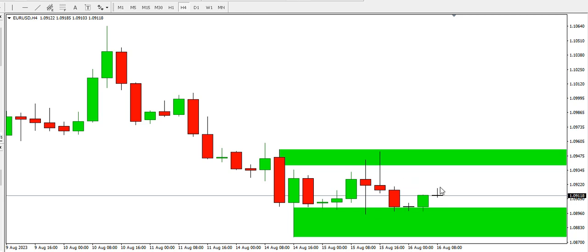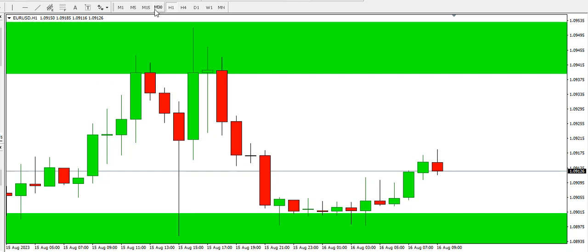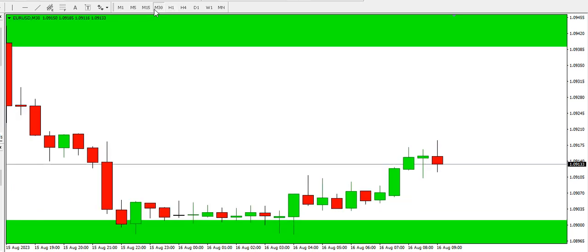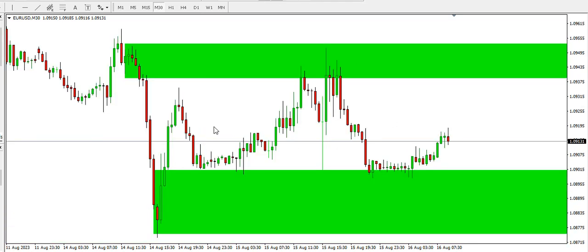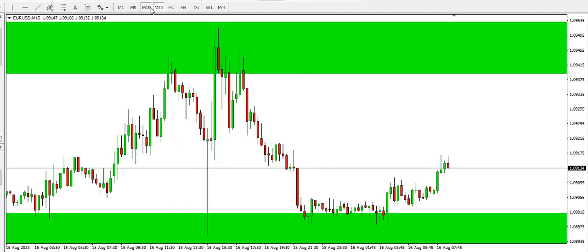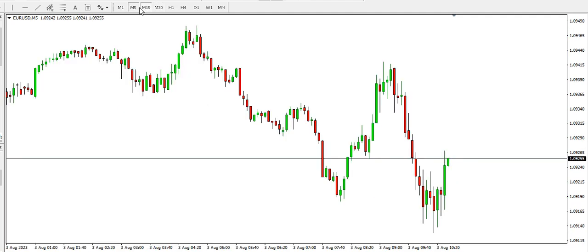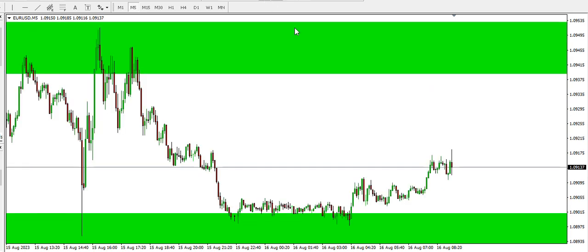So price is currently ranging on the 1-hour time frame, still ranging. On the 30-minute time frame, ranging. Price is at the middle point of the range. So until we have a breakout, range traders might want to sell at the top and buy at the bottom.